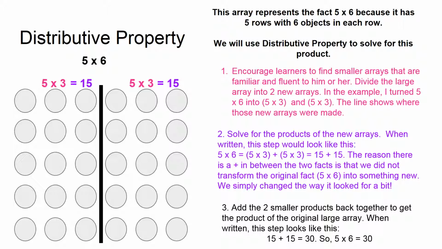Then the third step is going to be to add those two smaller products back together to get the original larger array's product. So when it's written, it looks like this. I have 15 plus 15 equals 30. So that means 5 times 6 equals 30.